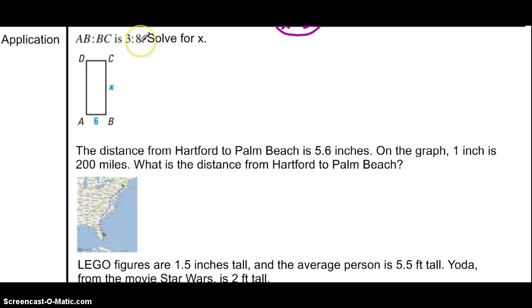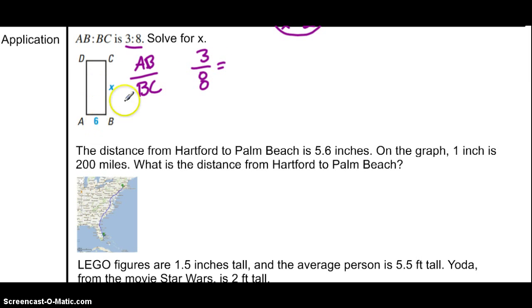Solve for x. Well, here we've got this diagram and they have AB and BC labeled, so it seems like we are comparing the length of AB and the length of BC. So let's just put that as a ratio right here so we don't forget the two things that we are actually comparing, AB to BC. Okay, so what ratios do we know about AB and BC? Well, we know that the ratio is 3 to 8. They told us that in the beginning, 3 to 8.